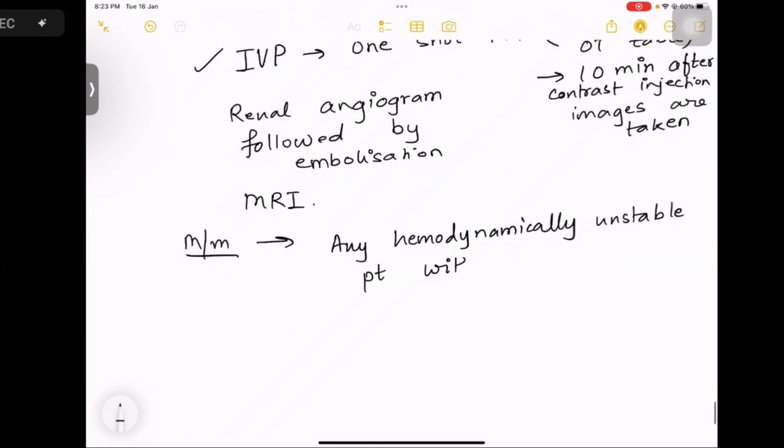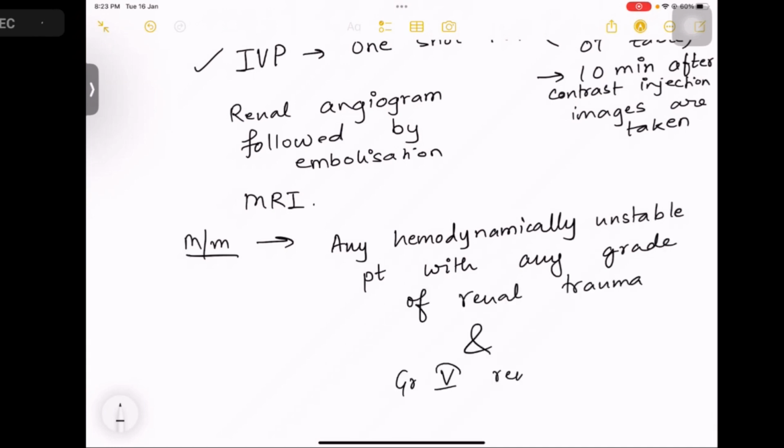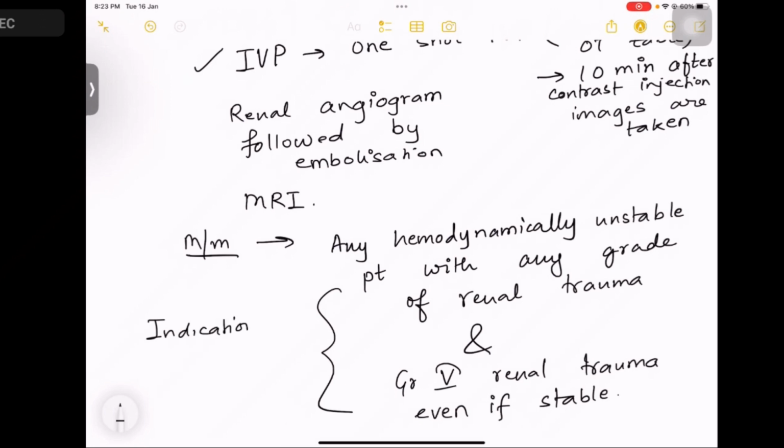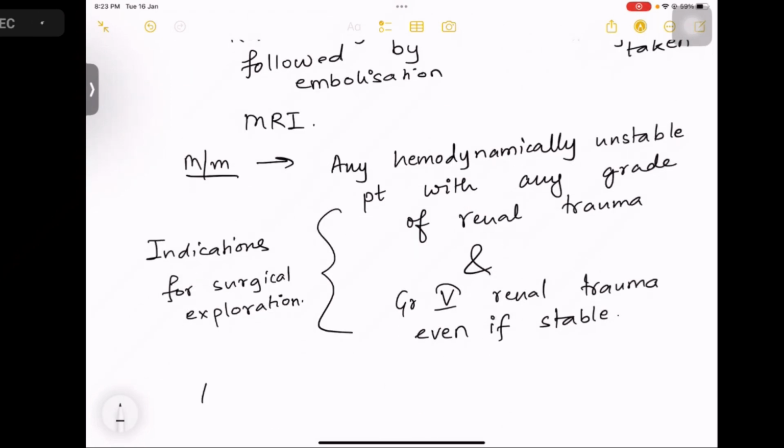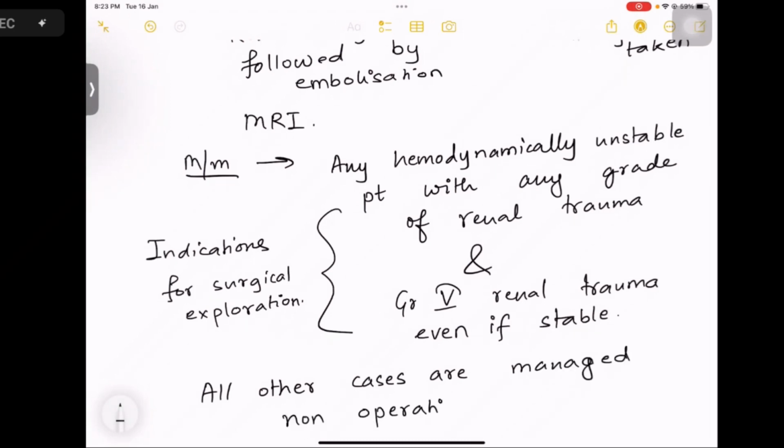The management of a case of renal trauma is that any hemodynamically unstable patient from grade 1 to grade 4 or any patient of grade 5, whether it's stable or unstable, you have to manage it operatively. So first, our target is that achieve hemostasis, then you go for renal salvage. If that fails, you have to go for nephrectomy. Now, grade 1 to grade 4, if the patient is stable, then you have to manage it non-operatively.